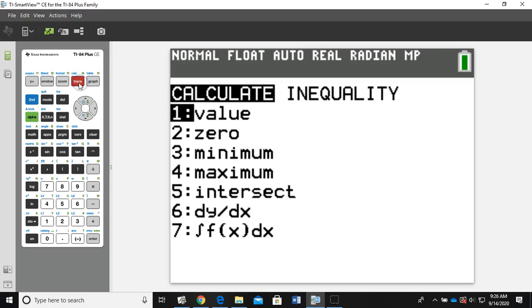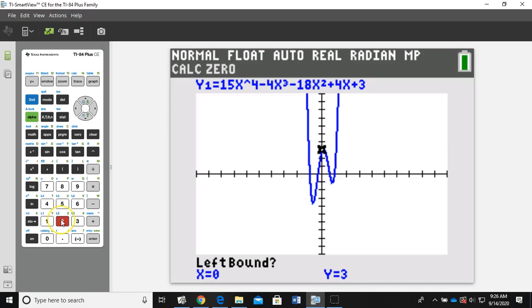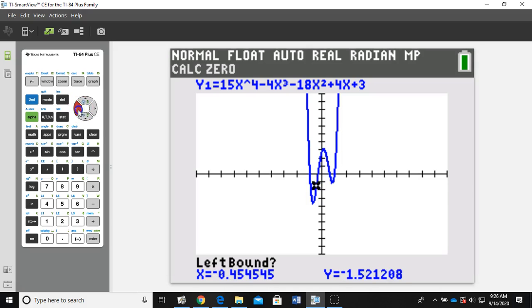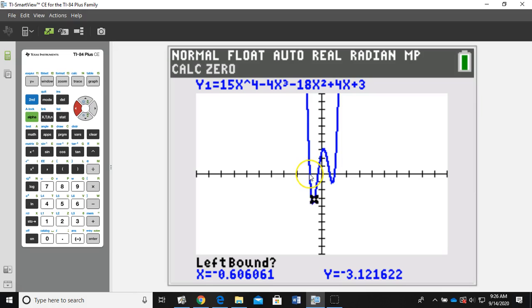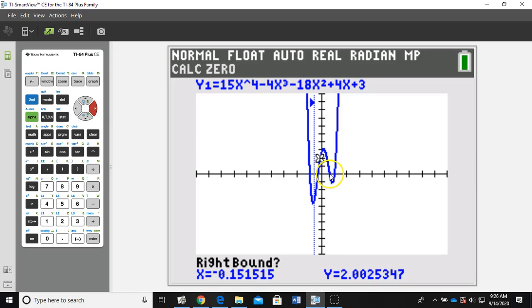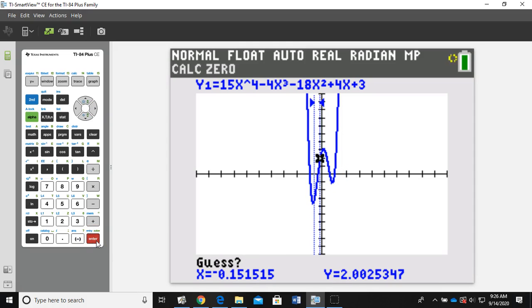Okay, so I hit, what do I hit? Second trace. I'm trying to find the 0, so number 2. And I'm gonna do this one first. So I need to move my little cursor to the left of that point. Notice, I don't go past the other 0 there. Very important. Okay? So that'll work. I hit enter. Then I move it to the right of that 0. Again, don't go so far right that you go past the other 0. Enter, enter. Negative 0.33333. What is that as a fraction?